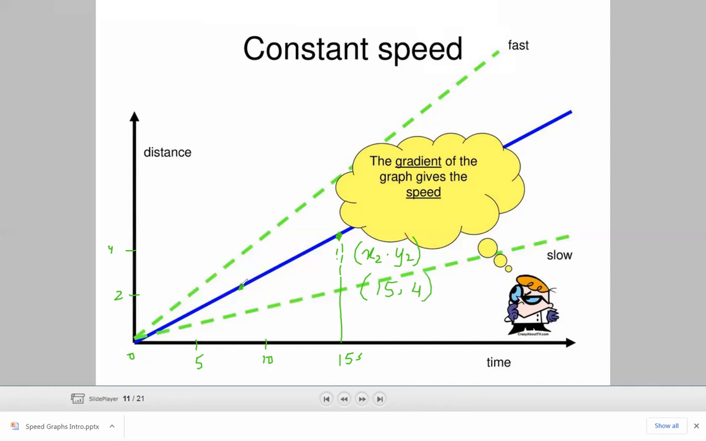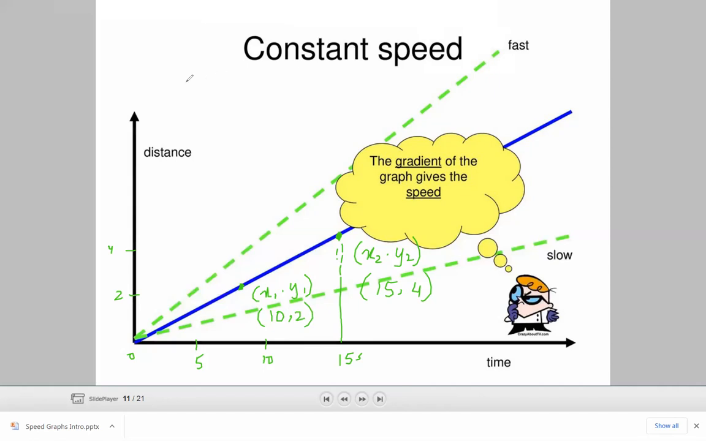Now let's come to the other point. This point would be my point 1, and I would call it x1, y1, where x1 is basically 10 and y1 corresponds to a value of 2.